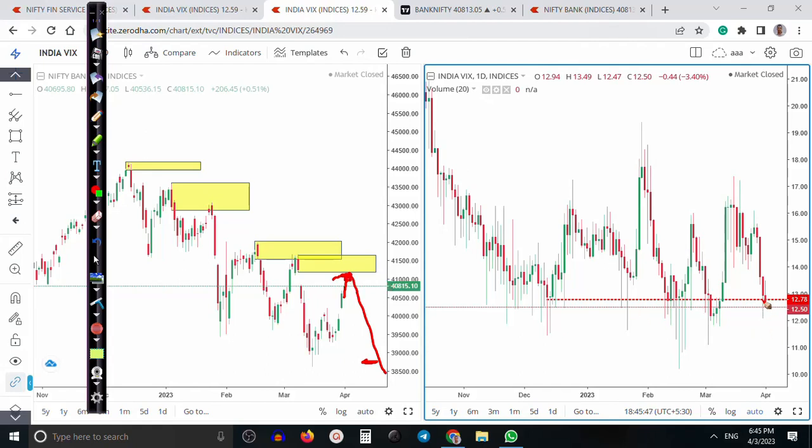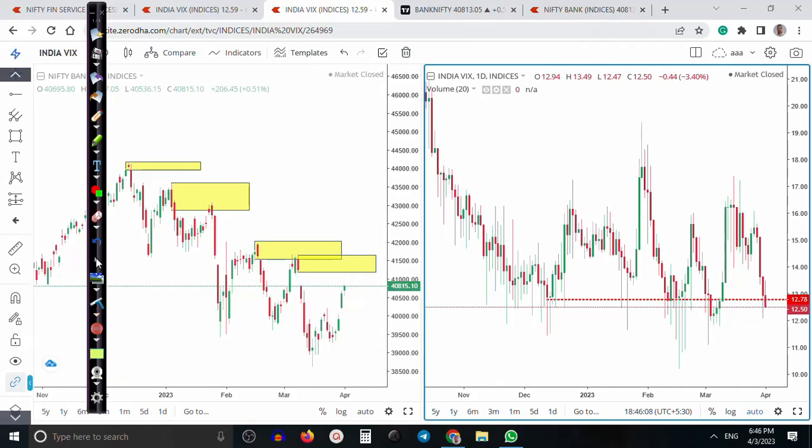Okay, so why is it important? According to VIX, when VIX reaches this level near 12 and price starts falling from this level, have you seen it? Price starts falling from this level drastically. Okay, so this is the important level.